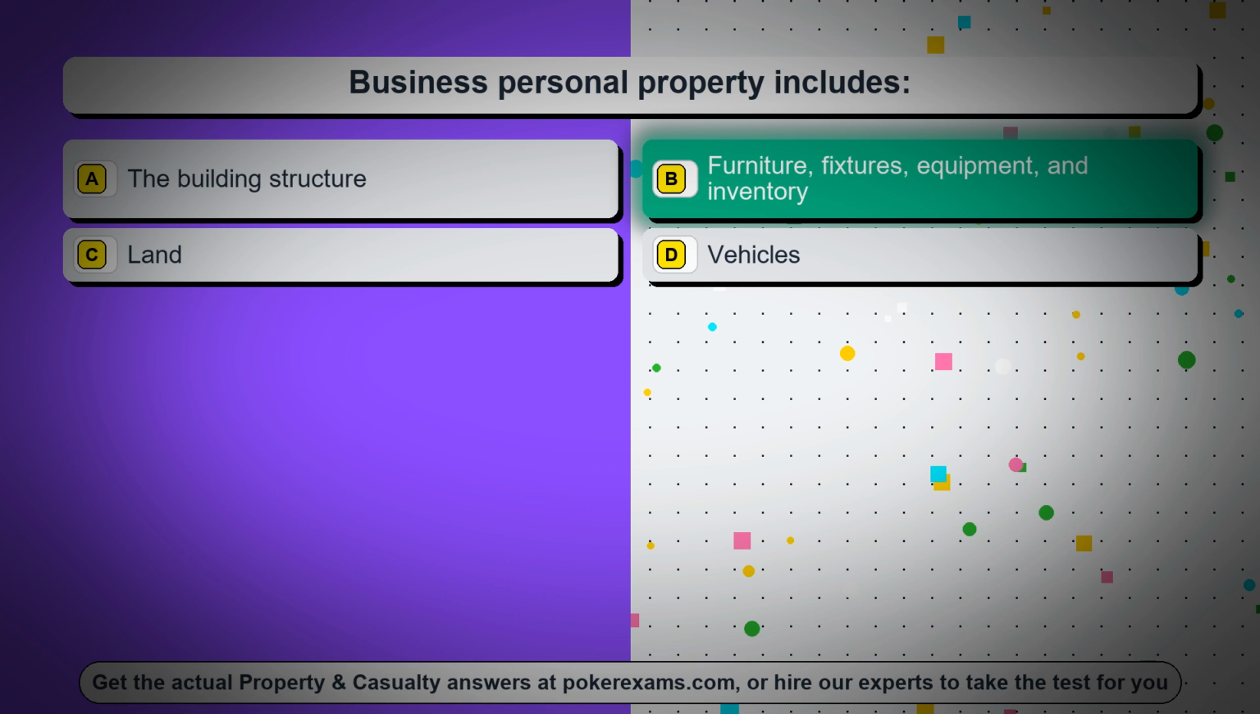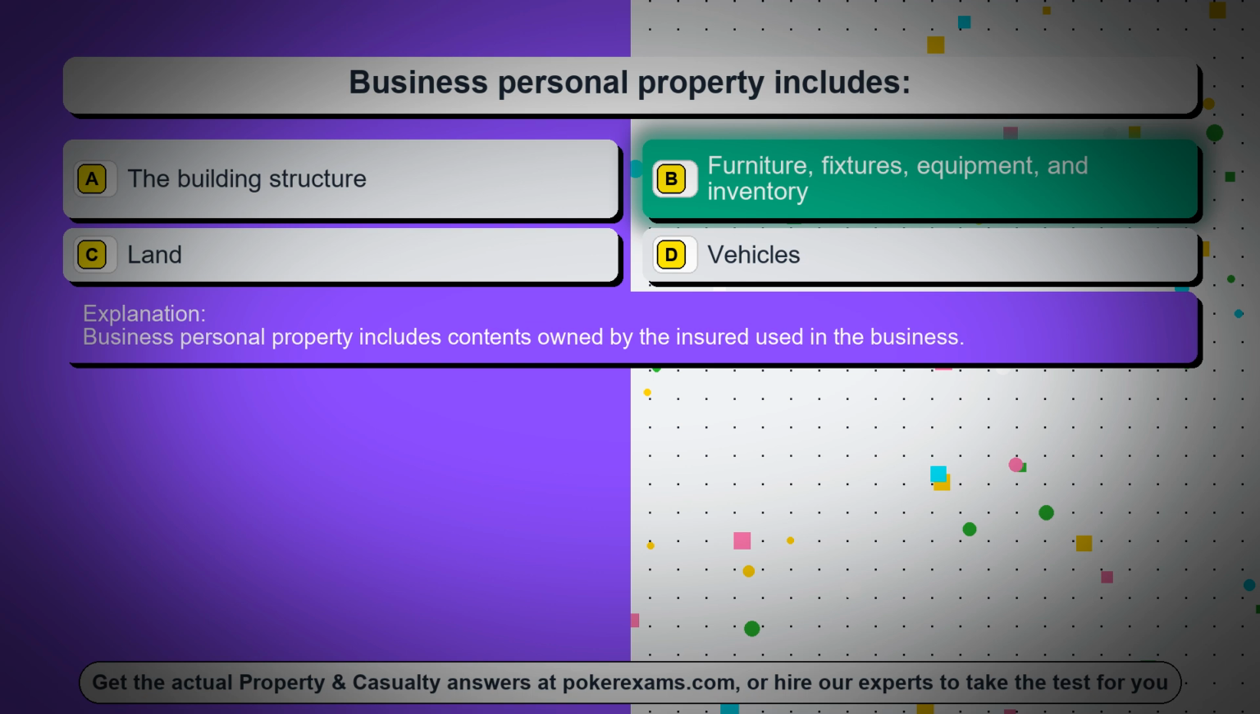Furniture, fixtures, equipment, and inventory. Business personal property includes contents owned by the insured used in the business.